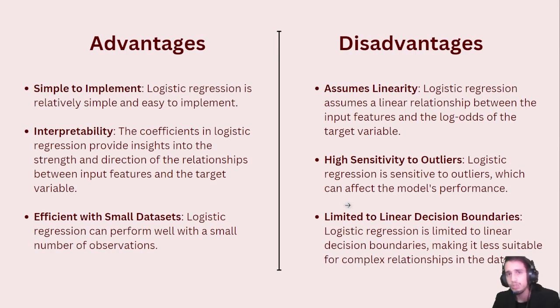Now the last point is advantages and disadvantages. The advantages are that it's very easy to implement, using the sigmoid function. Then interpretability: we can interpret logistic regression because it provides insight which we can see directly if you have a little bit of knowledge of maths. And it's very efficient if you have small data. On big data it fails, but on small data it's very efficient.